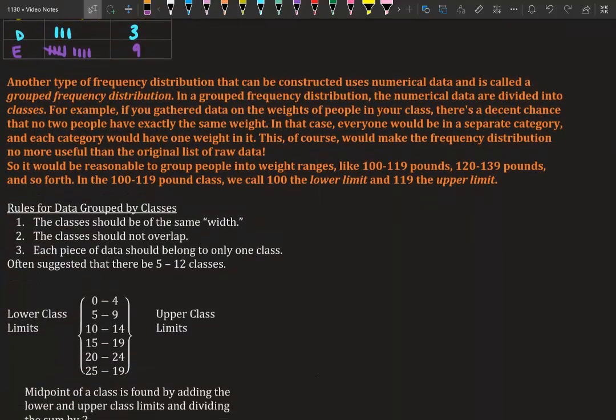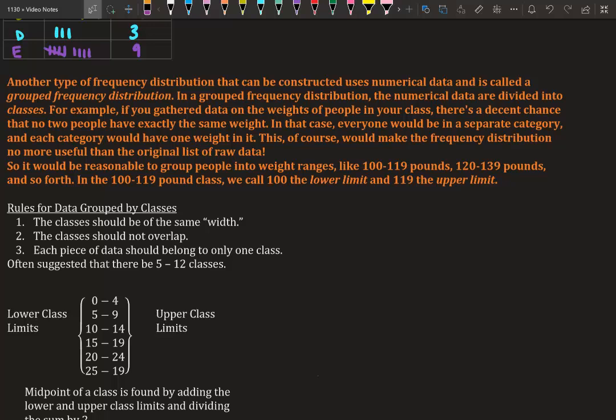Another type of frequency distribution that can be constructed using numerical data is called a grouped frequency distribution. In a grouped frequency distribution, the numerical data are divided into classes. For example, if you gather data on the weights of people in your class, there's a decent chance that no two people have exactly the same weight. In that case, everyone would be in a separate category, and each category would have one weight in it. This, of course, would make the frequency distribution no more useful than the original list of raw data.